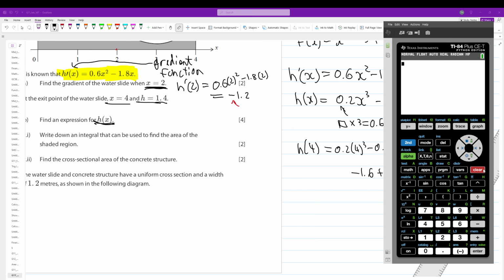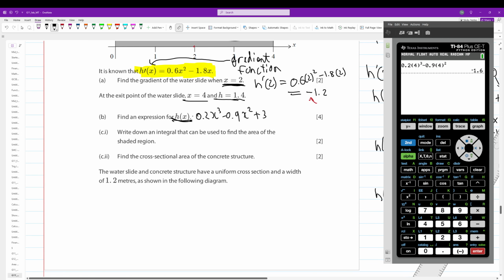If I now do that on my calculator, just to show you, multiplied by 4 cubed, take away 0.9 of 4 squared, gives me negative 1.6, so therefore c must be 3. So h of x is equal to 0.2 x cubed, take away 0.9 x squared, add 3.